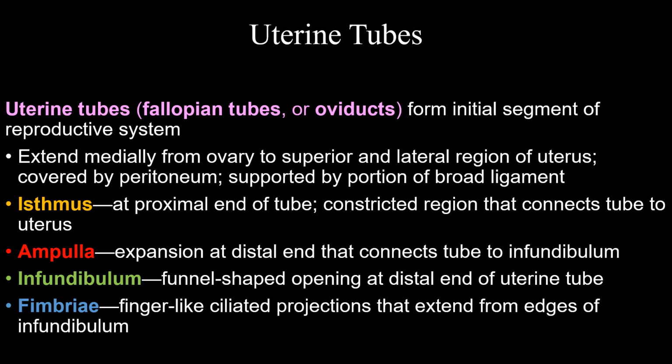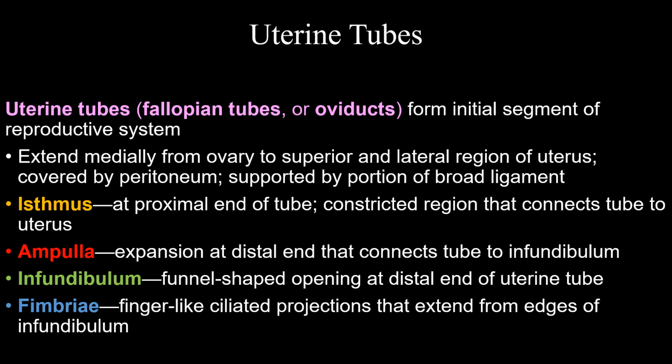Now, each tube is about 10 centimeters long and extends medially from the ovary to the superior and lateral regions of the uterus. At the proximal end, this uterine tube is going to connect to the uterus in a constricted region called the isthmus. And the distal end of each uterine tube expands and curves around the ovary, forming the ampulla. And this is where the fertilization of an oocyte normally occurs.